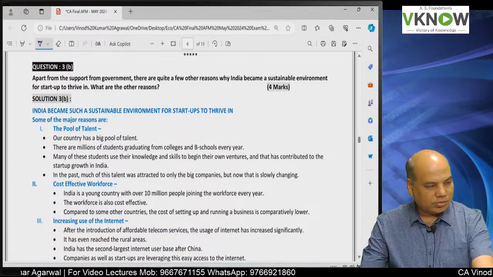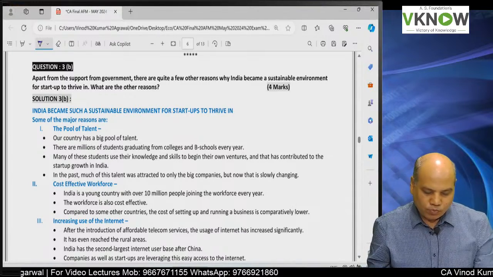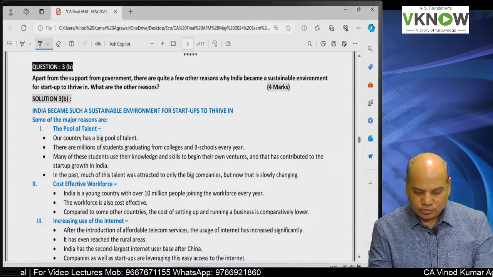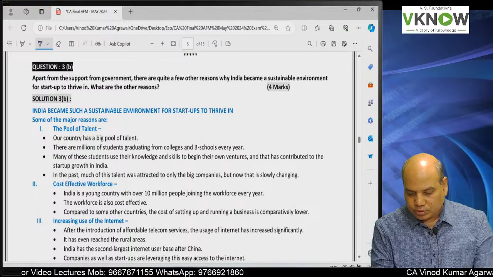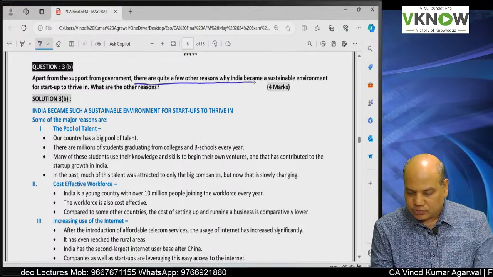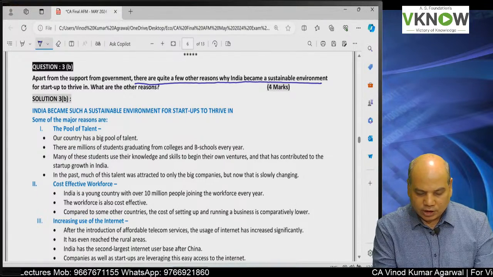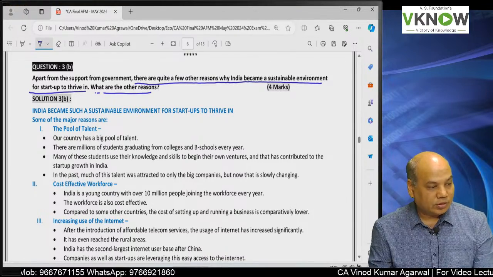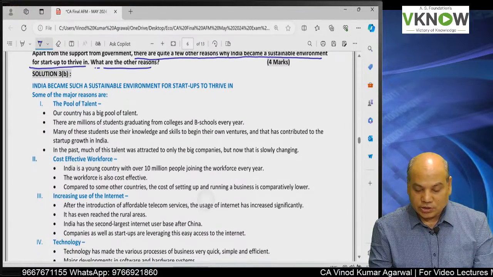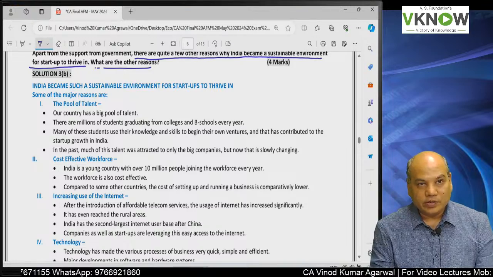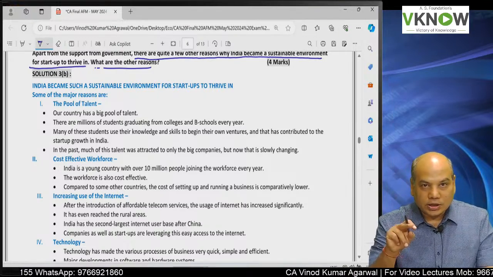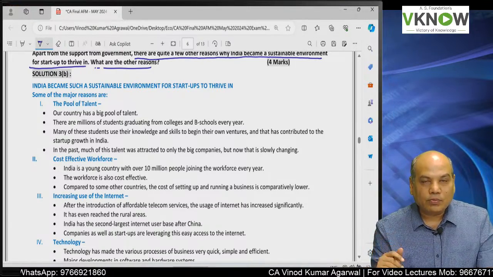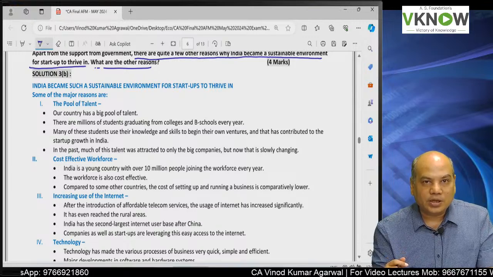So next question number 3B. Apart from the support from government, there are quite a few other reasons why India became a sustainable environment for startup to thrive in. What are the other reasons? In India, startup culture is growing. Government is giving a lot of benefits. Other than government benefit, why startup culture is thriving in India?